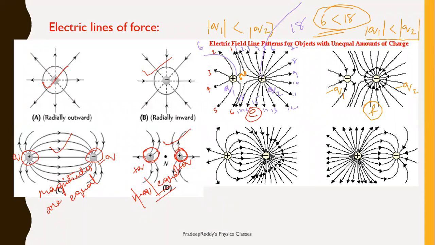Therefore, the important point to learn here is that the lines of force represented depend upon the magnitude of that particular charge. Greater magnitude of charges have greater field lines. Less magnitude of charges has less number of field lines. That is what we have learned in figures E and F.